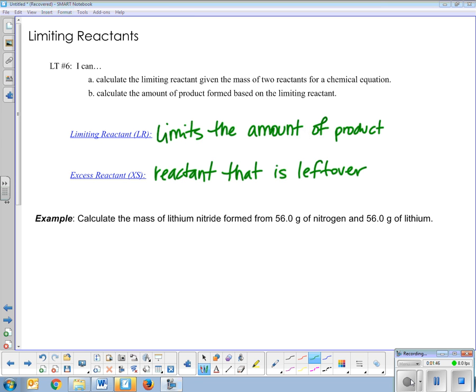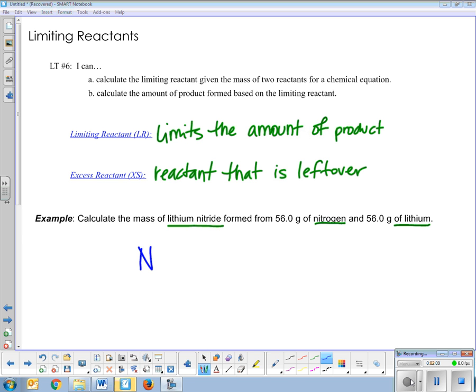It says calculate the mass of lithium nitride formed from 56.0 grams of nitrogen and 56.0 grams of lithium. Now it doesn't matter that those 2 gram numbers are the same. They could be different. That's not going to give us any hints or clues as to which one's limiting us. But these are our 2 reactants, nitrogen and lithium, and they're forming this lithium nitride. So nitrogen and lithium react.